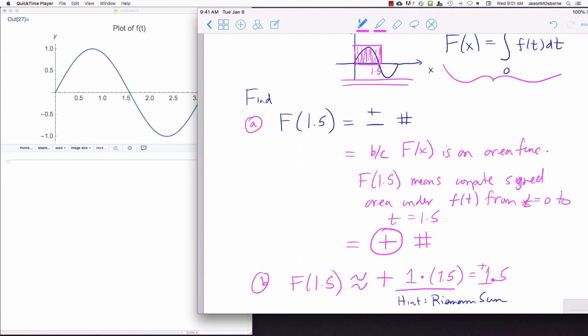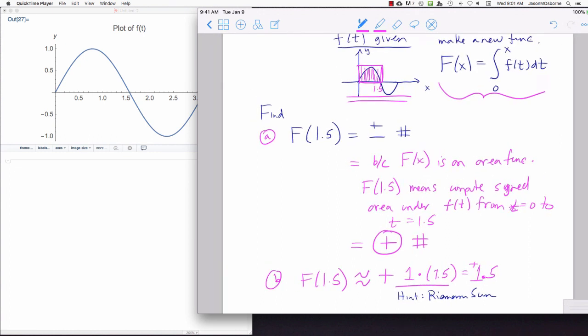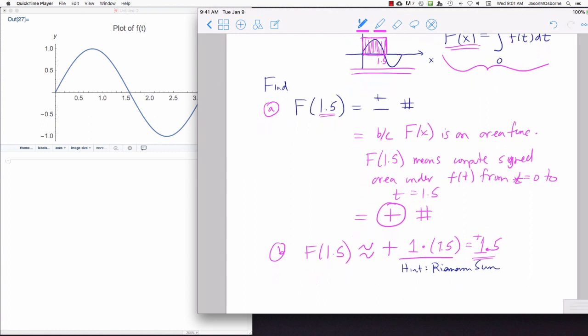So the next question. We're just trying to get a sense of what this function capital F of x is. It's an area function. If you pick a number, you can try to answer questions about whether that number is positive or negative, and you can get a sense of an estimate of that number. Answer the following question now.